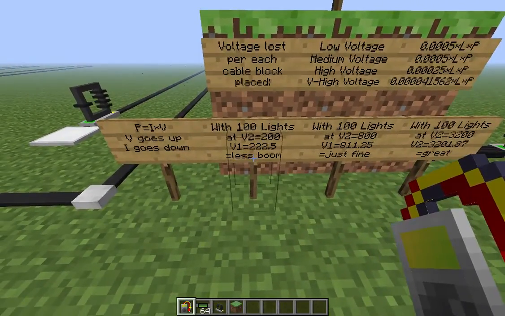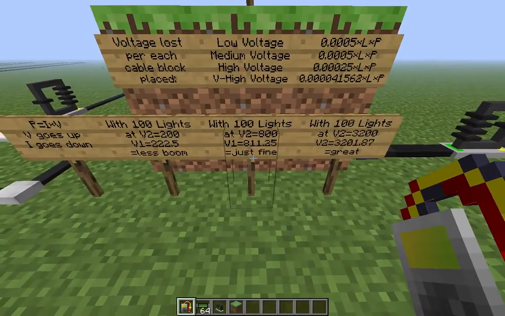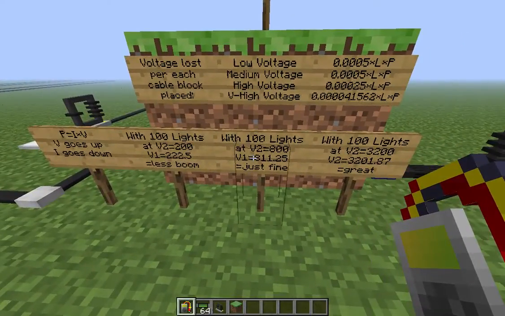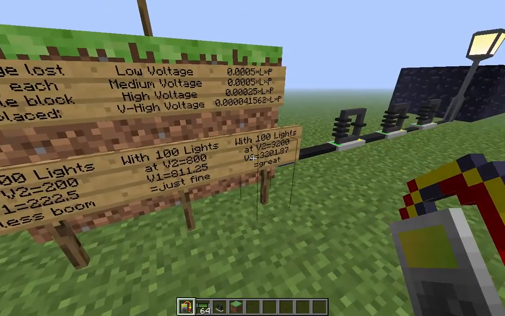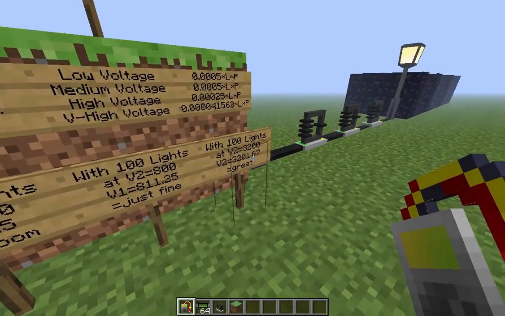These signs over here work out the source voltages for transmitting 1,000 watts of power. As you can see, the higher the voltage the power gets transmitted under, the less voltage you lose to cable resistance. A very high voltage cable only loses about 2 volts, which is practically nothing.